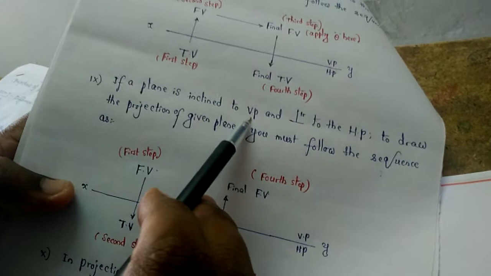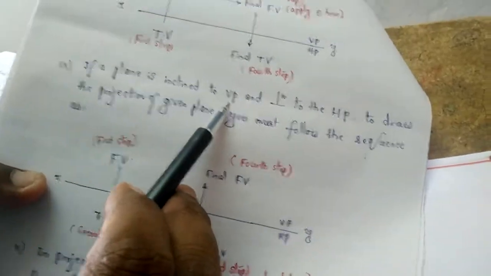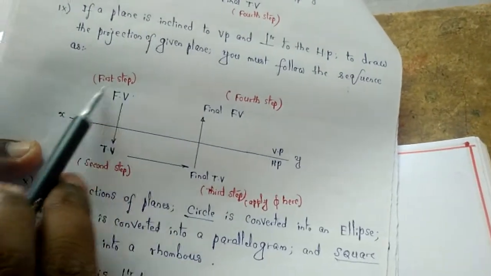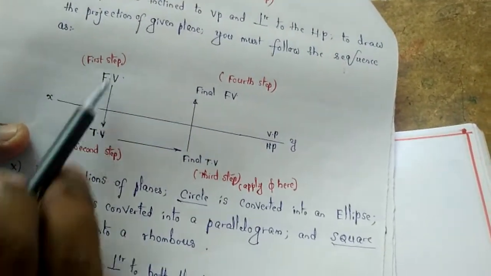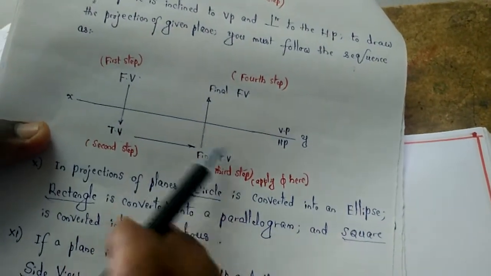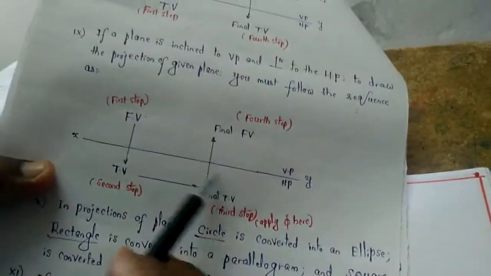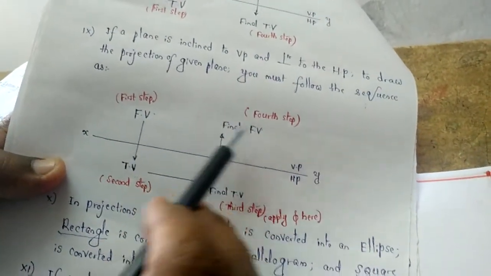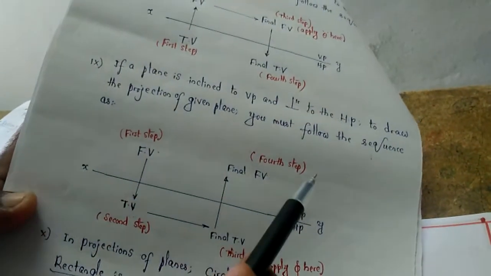Suppose the plane is inclined to VP and perpendicular to HP. In this type of problem, first assume that the plane is parallel to VP. When the plane is parallel to VP, the front view gives the true shape. That's why first draw the front view, the true shape, then project the top view from the front view. This is the second step. Then implement the angle phi here, because the plane is inclined to VP and phi is given. Then project the final top view. Remember these two sequences, then your solution is very easy.